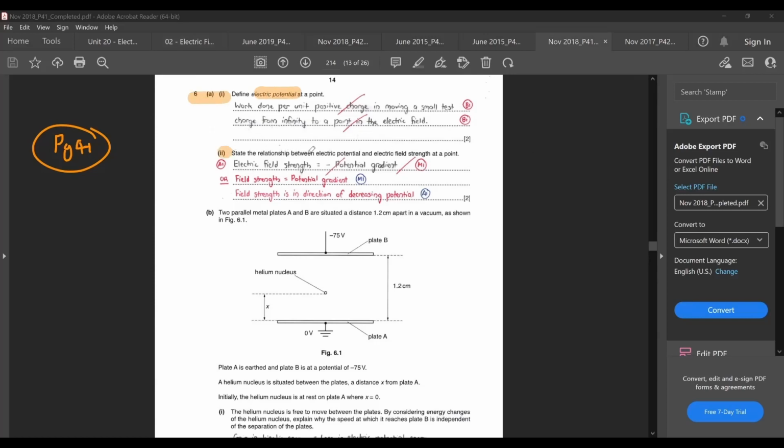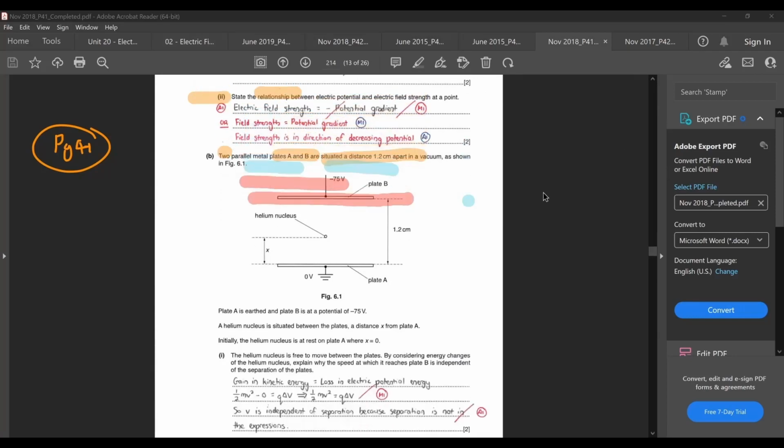Now, in part 2, state the relationship between electric potential and electric field strength at the point. This one is actually a repetition of one of the earlier questions. You can actually just say electric field strength equals negative potential gradient to get your 2 marks. Or you could separate it as saying field strength equals potential gradient, or field strength is in the direction of decreasing potential. Whichever answer you like. Okay, either the first one or second one will do. Now for part B, you have two parallel metal plates. Let me just clear off everything here.